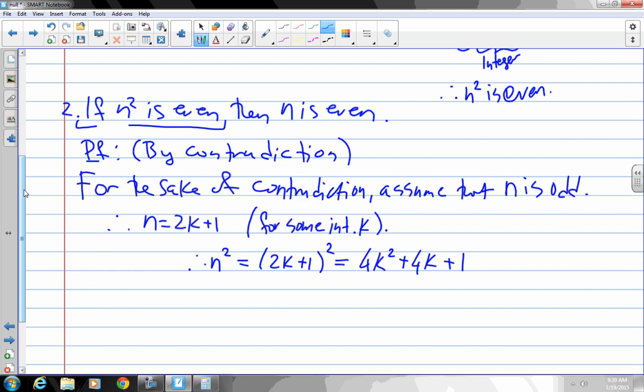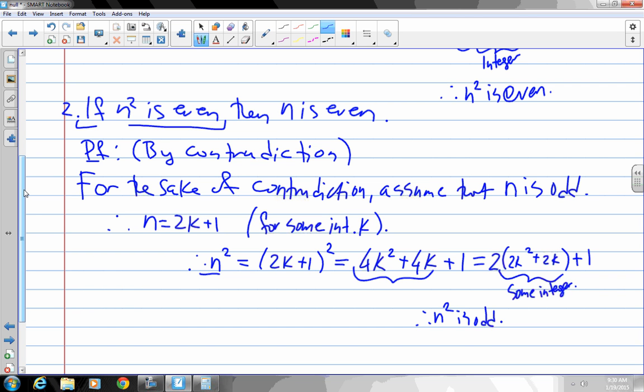You'll get that. But the point is, I can certainly factor out a 2 from the first two terms. I can write it as 2 times (2k squared plus 2k) plus 1. This is some integer. So I have n squared equals 2 times an integer plus 1. So is n squared odd or even if it's written as 2 times something plus 1? Odd. So therefore, n squared is odd.